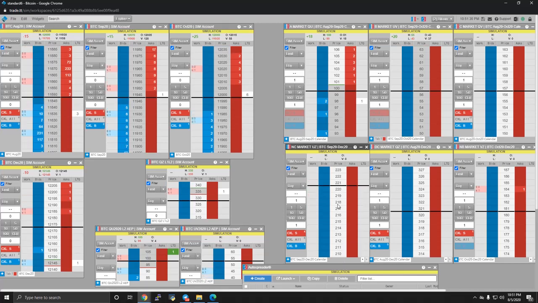As a market maker, that's really what we're seeking to do, is turn our spreads, turn our orders over and over as many times as we can throughout a trading session.